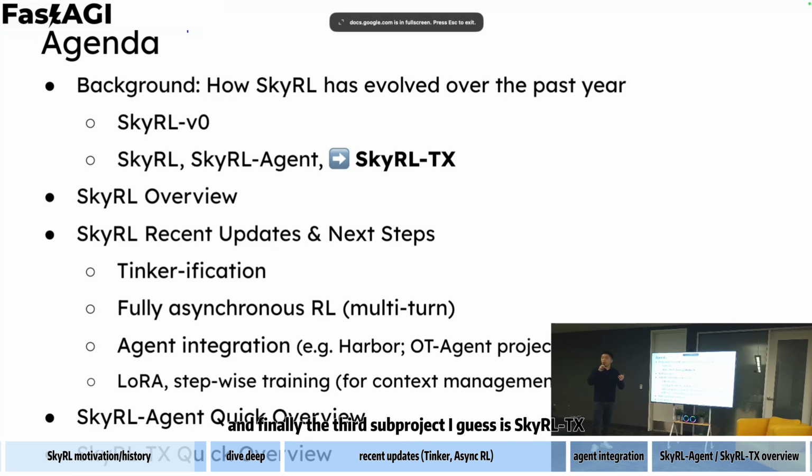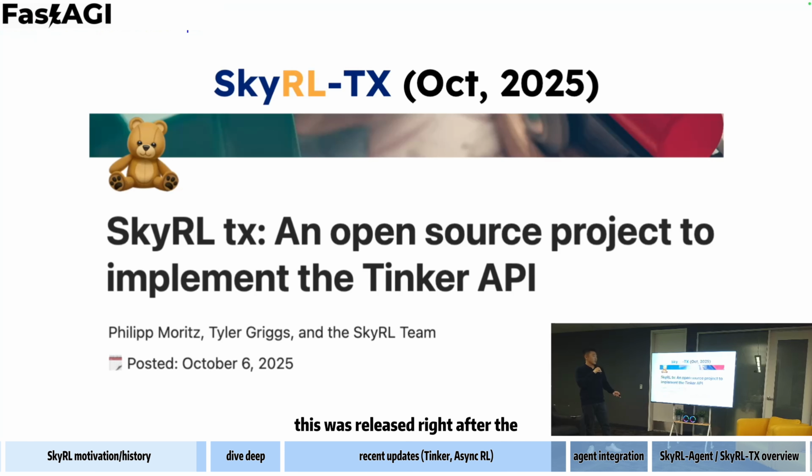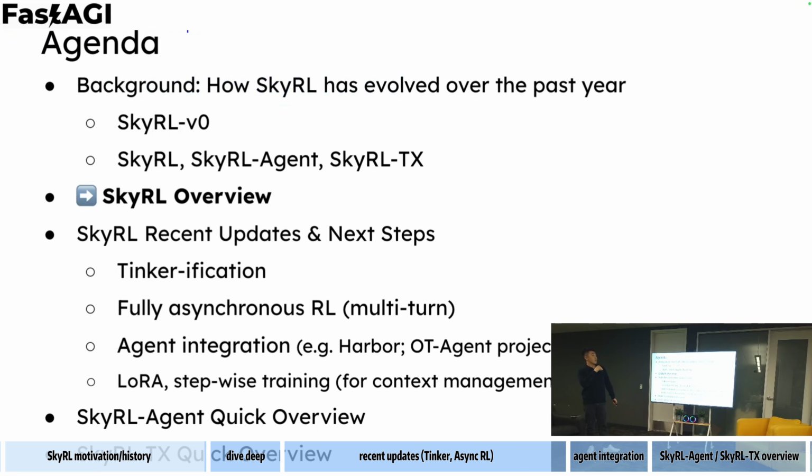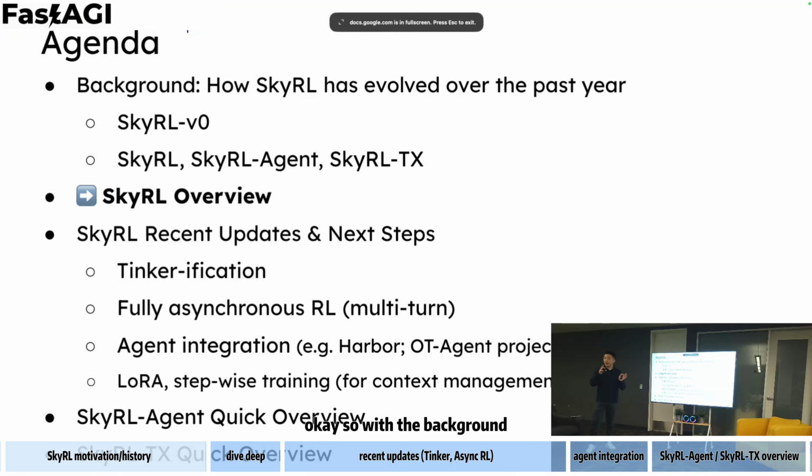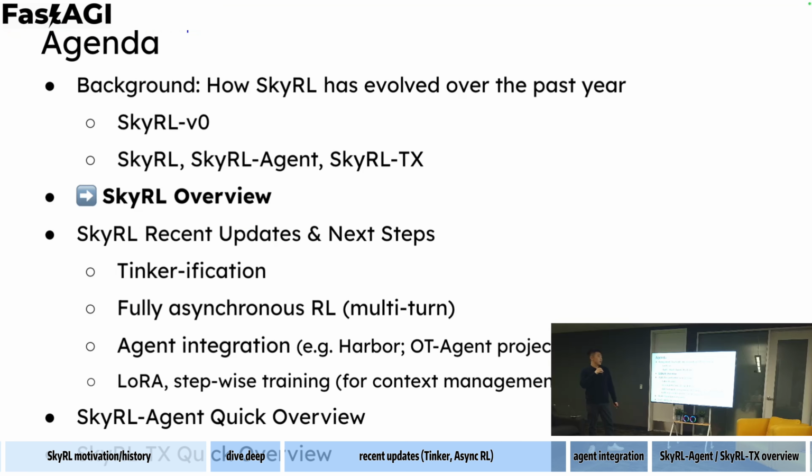And finally, the third sub-project, I guess, is SkyRL-TX. This was released right after the release of the Tinker product. And it is an open source project to implement the Tinker API, which was released October last year, which I will also go over quickly. I'll go over it later. Okay, so with the background being said, now let's dive into the SkyRL framework.